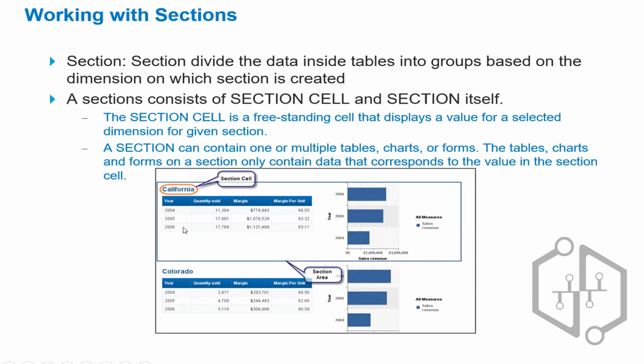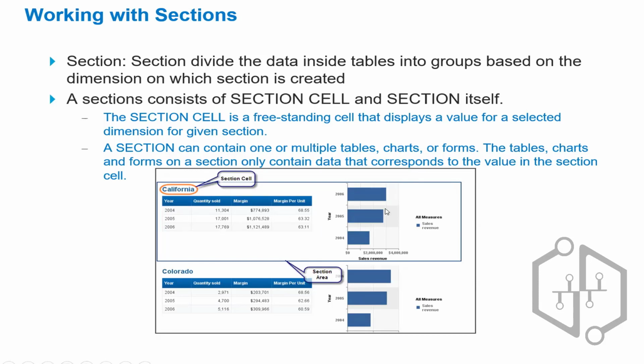So if we have a table with state, year, quantity sold, and margin per unit, and you want to see the data per state, instead of having state as one column in the table, we can apply a section on that particular column, in this case state, so that the data is displayed per state. The section header will be here, California. For California, this is the data for this year, this is the quantity sold, and this is the margin per unit.